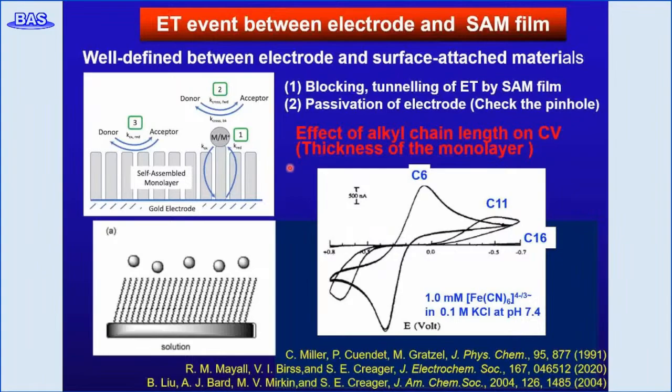It may mediate electron transfer between the immobilized catalyst and the solution species in a catalytic way, or electron transfer may occur by a tunneling effect. When the alkyl chain becomes longer, the current becomes smaller, and passivation occurs on the electrode by self-assembled monolayers.